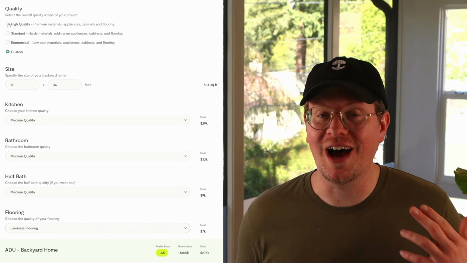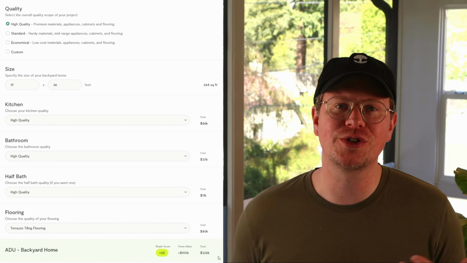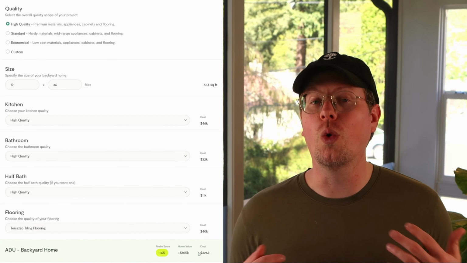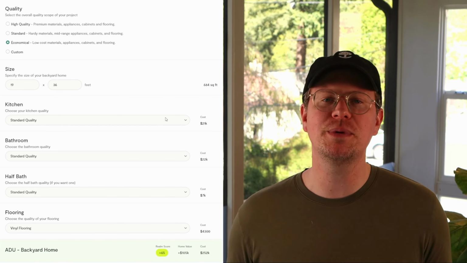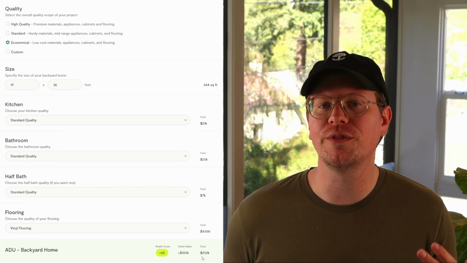If we had gone with a high-end ADU, the cost would have been closer to $500 a square foot, or more if you go crazy with the finishes, and a low-end economy build with the cheapest materials would put us around $350 a square foot.